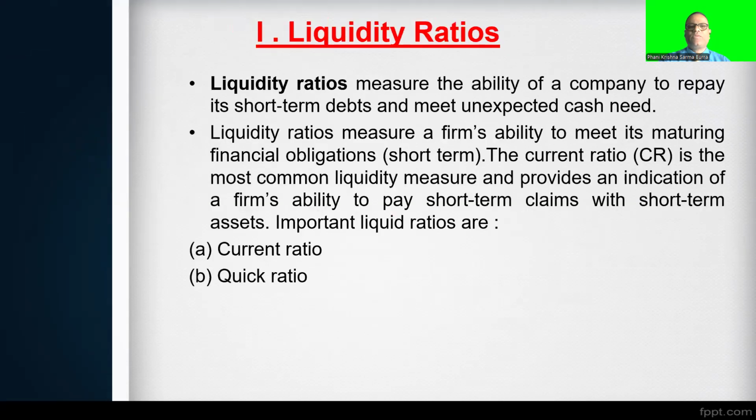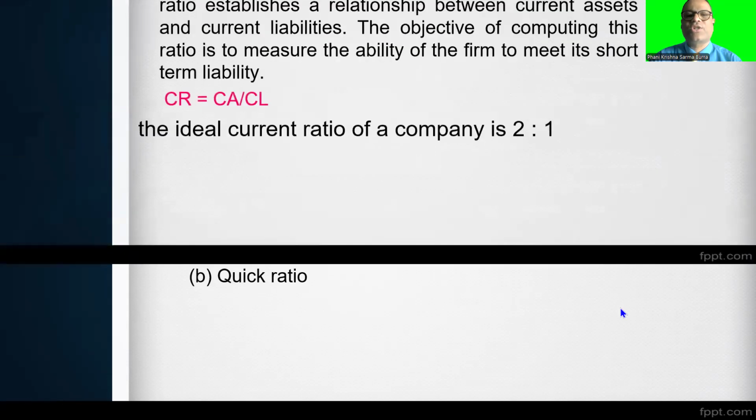Liquidity ratios measure the ability of a firm or company to repay its short-term debts and meet unexpected cash needs. Liquidity ratios measure the firm's ability to meet its maturing short-term financial obligations. The current ratio is the most common liquidity measure and provides an indication of a firm's ability to pay short-term claims with short-term assets. Important liquidity ratios are the current ratio and the quick ratio.